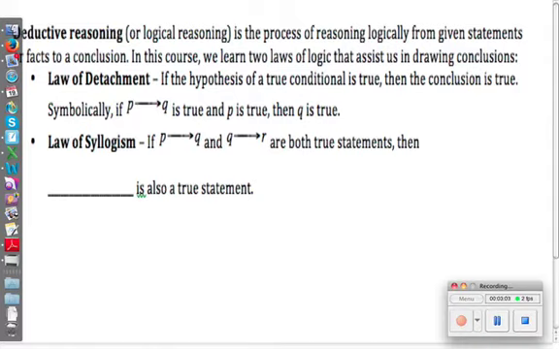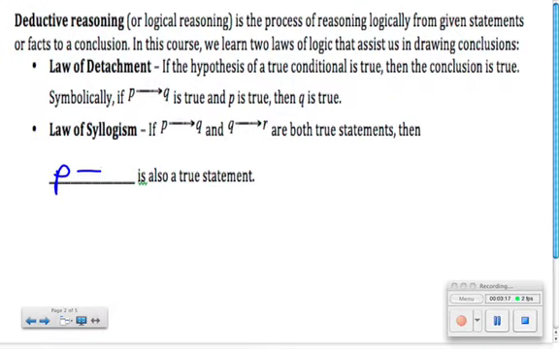The law of syllogism sounds very much like that. If P arrow Q is a true statement and Q arrow R is also a true statement, I can conclude that P arrow R is also a true statement. So the big thing that I want to emphasize when you are using the law of syllogism, remember what that arrow indicates. That arrow indicates I have a conditional statement. That arrow indicates I have an if something, then something statement.